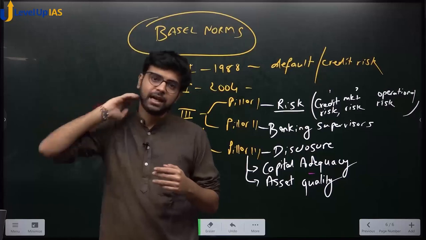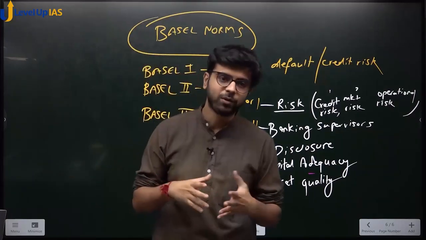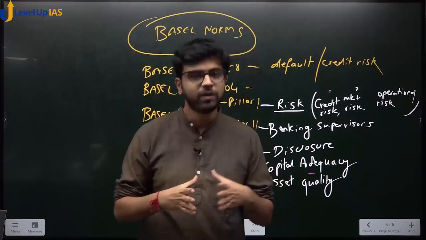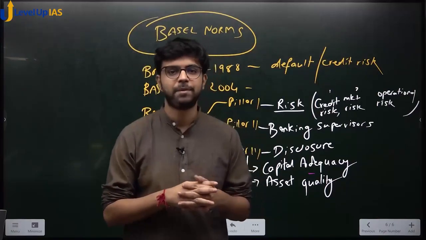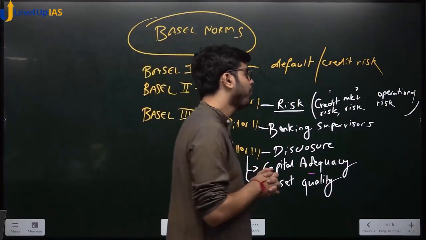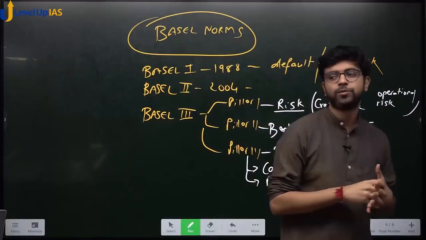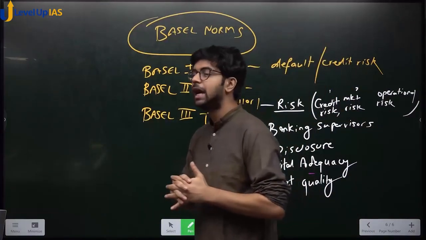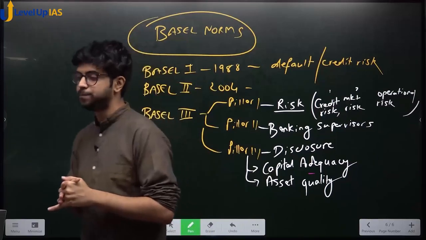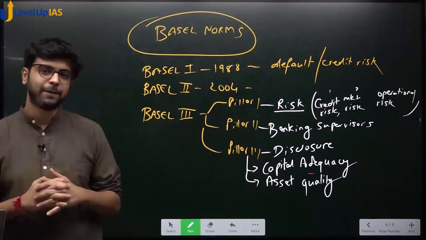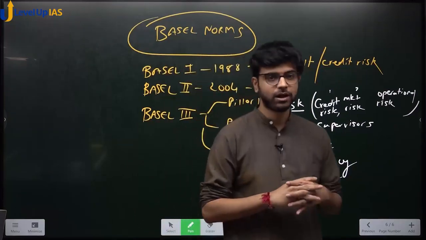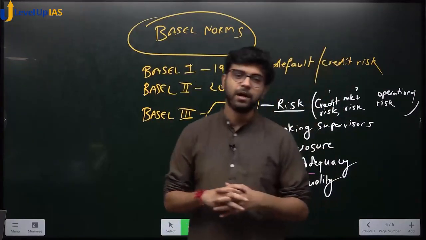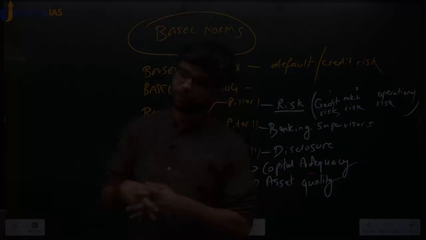Did you understand capital adequacy ratio? Why do we need it? To protect the interest of depositors, yes or no? We need adequate capital for that. I hope you understood all of these concepts in depth, in detail, and why they are relevant. We will continue with the banking chapter in the next lecture. Please revise these concepts. These are very, very, very important concepts. So we'll stop here and I'll see you in the next lecture. Thank you.